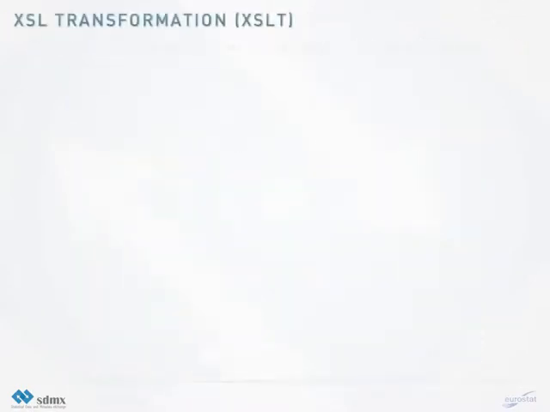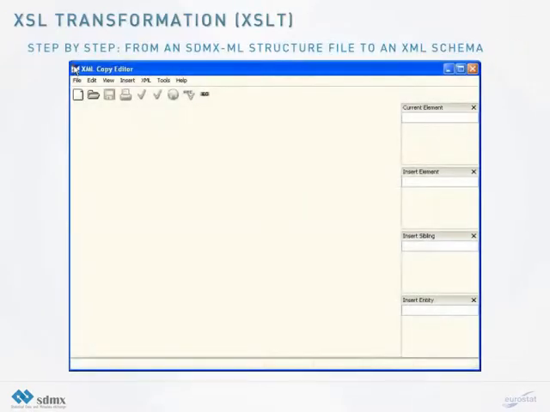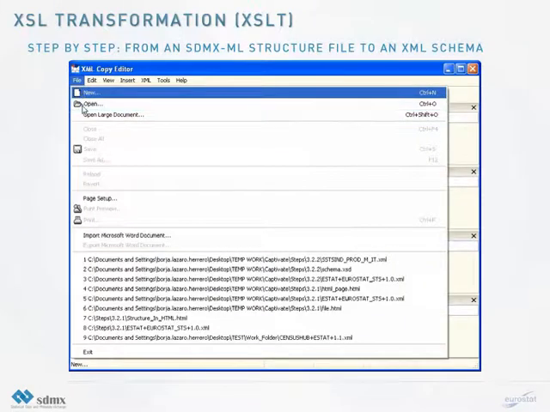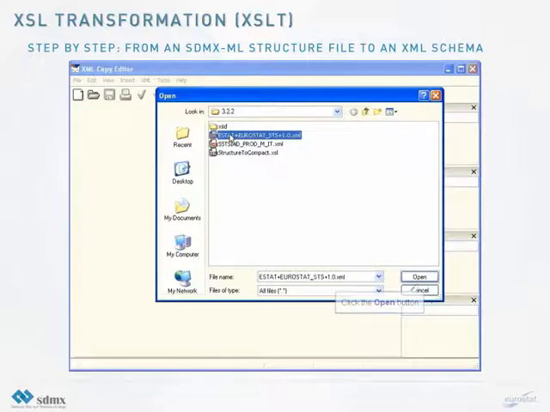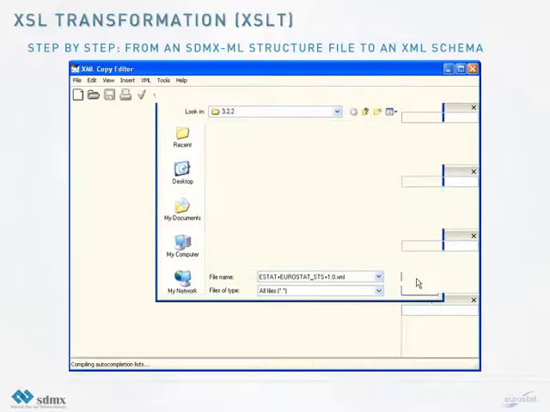In this exercise, we are going to see how to create an XML schema from an SDMX-ML structure file, and having the XML data file, how we can validate this data file against the schema we created according to the previous SDMX-ML structure file. The first step consists in opening a structure XML file. We go to the File menu and press Open. Here we select the structure XML we are going to work with.